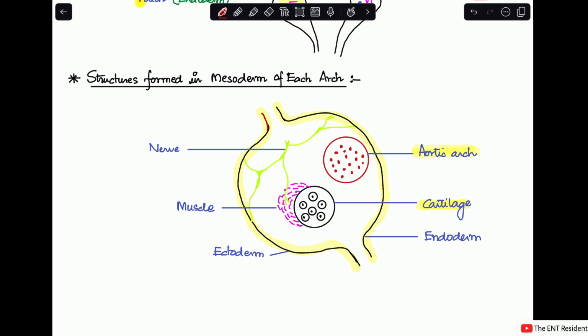Now, what we'll discuss is how each of the five arches that we know leads to formation. We'll study a table which will tell you how all of these arches have their own nerves, their own arteries, what their skeletal elements form, and what muscles they lead to the formation of.